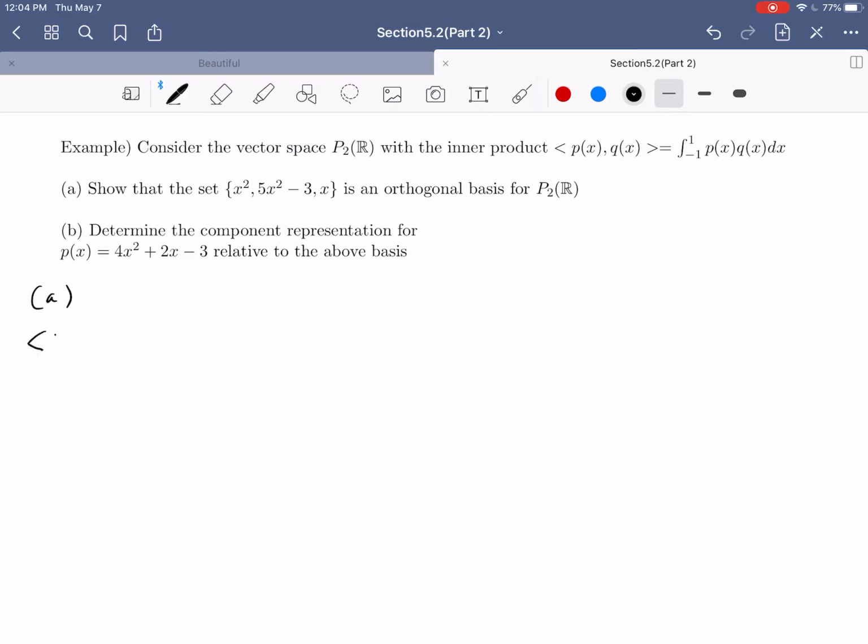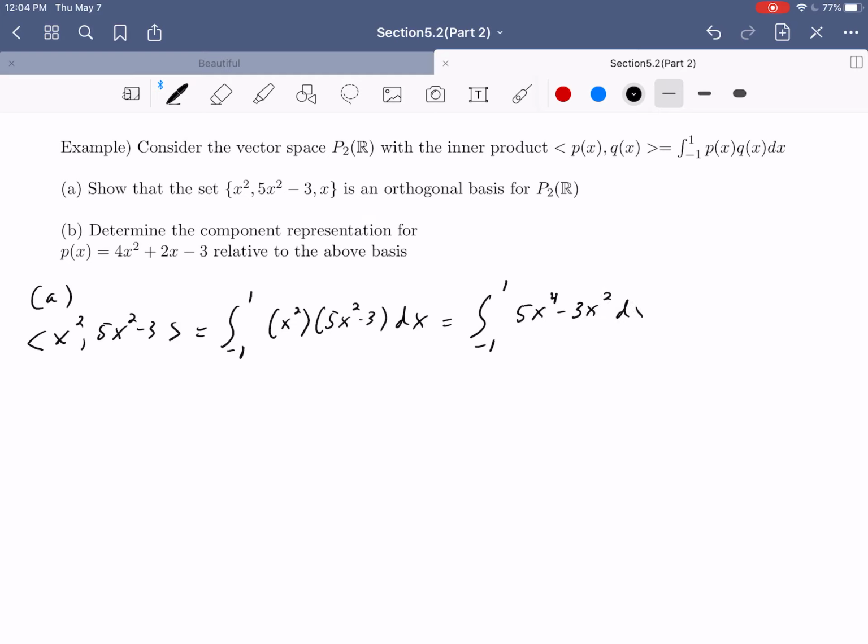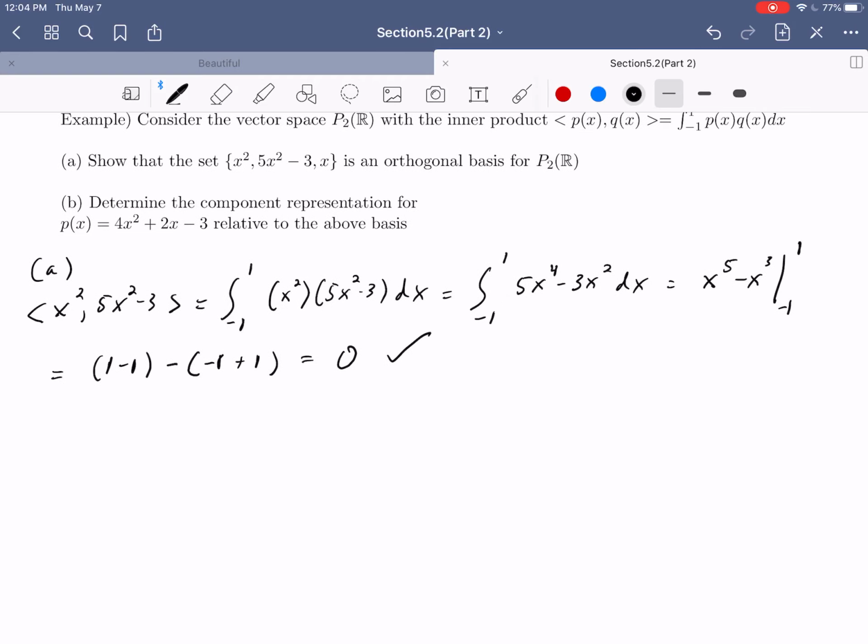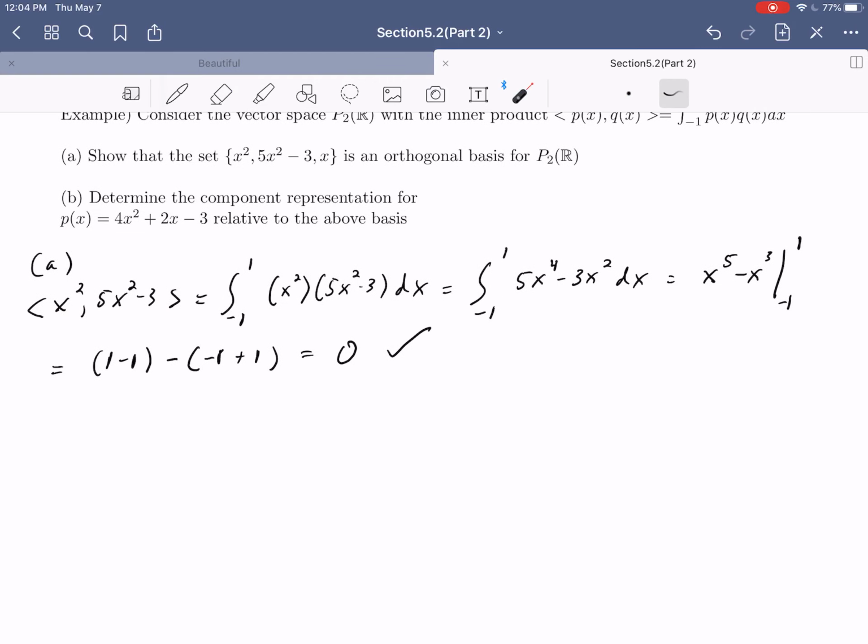So let's start with x squared and 5x squared minus 3, their inner product. That's going to be the integral from negative 1 to 1 of x squared times 5x squared minus 3 dx, which is the integral from negative 1 to 1 of 5x to the 4th minus 3x squared dx, which is x to the 5th minus x cubed, evaluated from minus 1 to 1. If we plug in 1, we get 1 minus 1 minus minus 1 plus 1. Well, that is going to be 0. Check. So that first pair of polynomials is orthogonal given this inner product.